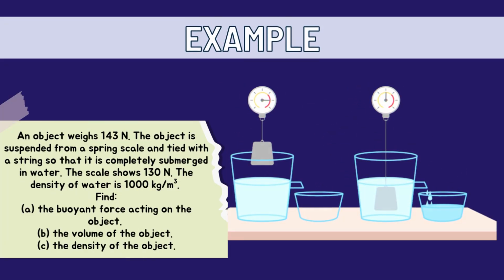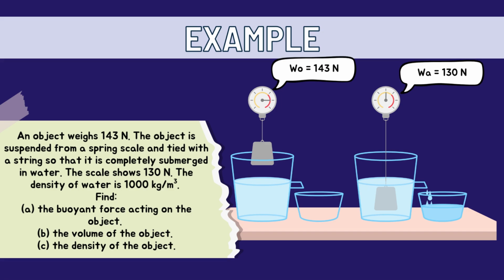Let's look at an example. An object weighs 143 newtons in air. When fully submerged in water, the spring scale shows 130 newtons. The density of water is 1,000 kilograms per cubic meter. We are required to find the buoyant force, the volume of the object, and the density of the object.